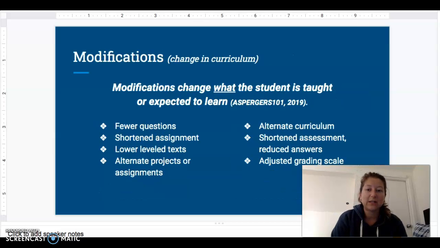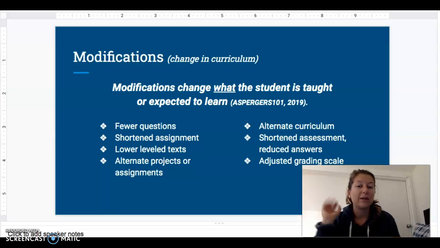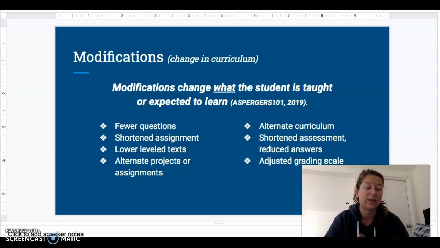And modifications changes the curriculum. So as accommodations change the environment, modifications actually change the curriculum. We are modifying what the student is taught or expected to learn. So students might have fewer questions or a shortened assignment. They might be given lower leveled texts, so something that's on their level, an alternate assignment, alternate curriculum altogether, shortened assessments and reduced answers, or an adjusted rating scale.